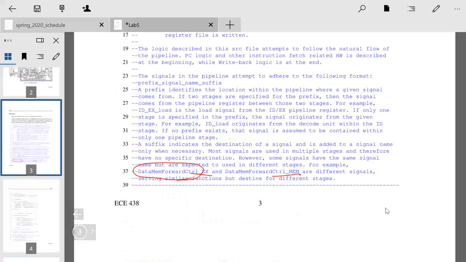But anyway, this is an example where they share the same name just because they serve a very similar function, but each one is destined for a different stage. So only in a situation like that should you use the suffix. If you have any questions about the naming convention, post those questions to the discussion board. Other folks probably have similar questions.